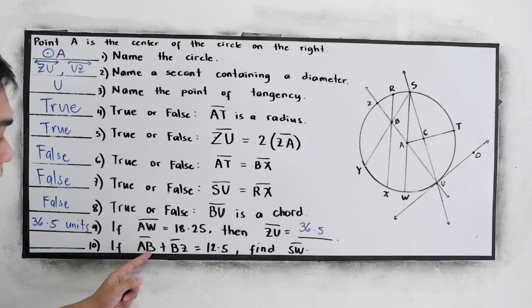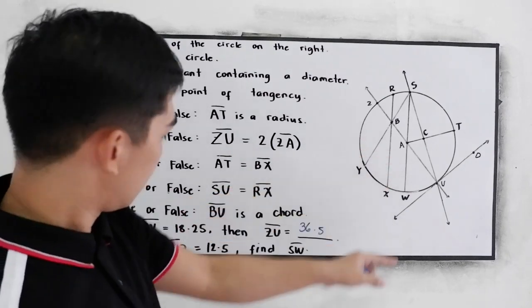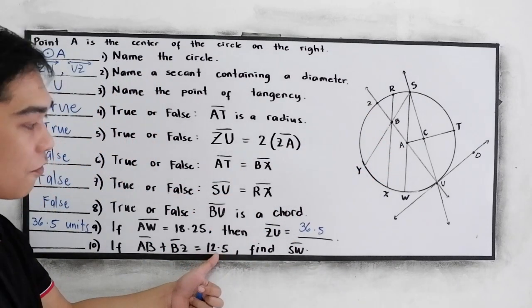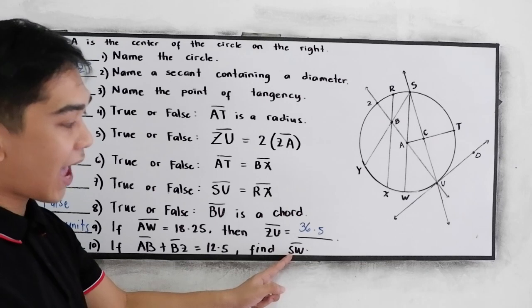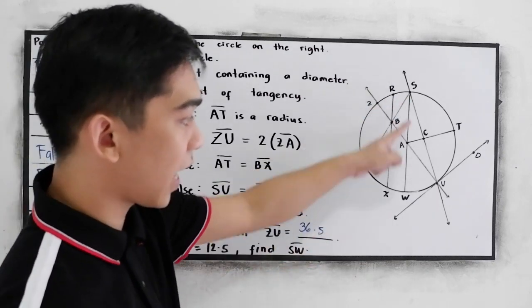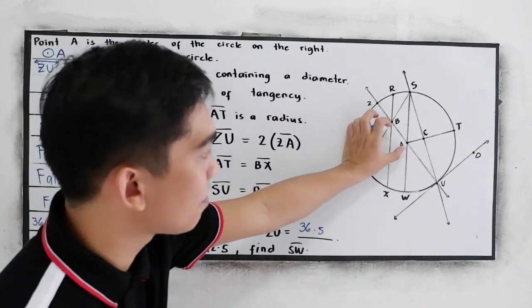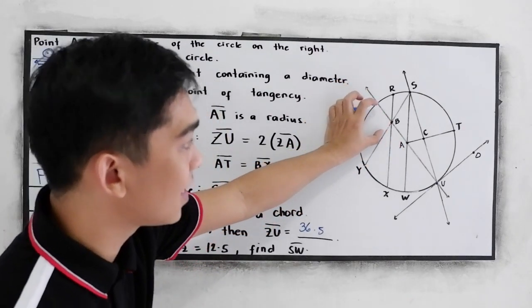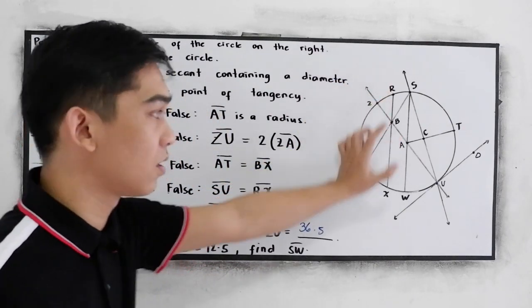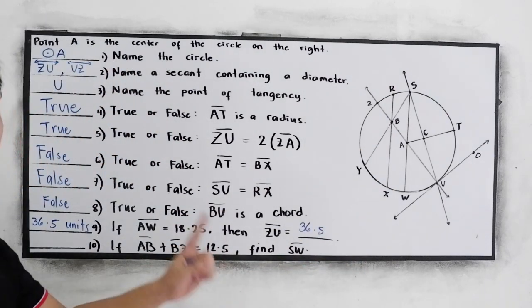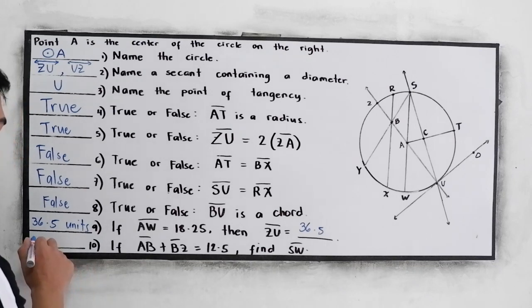If segment AB plus segment BZ is equal to 12.5, find SW. We know that if we add segment AB plus segment BZ, that is equal to our radius. And the diameter is twice the radius. So 12.5 plus 12.5, we have 25 units.